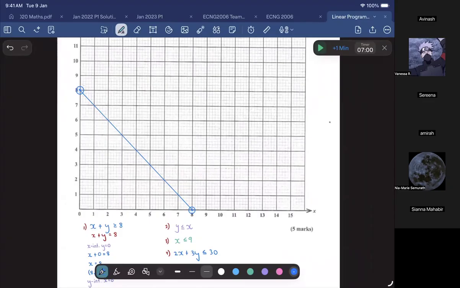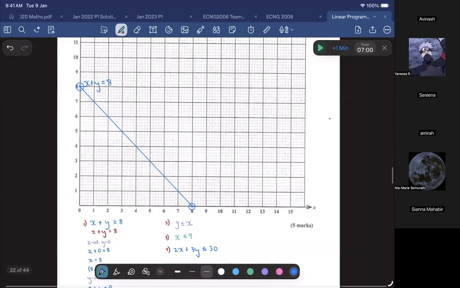0, 8. No, that's not an equation. That's a point, right? The equation would be x plus y is equal to 8. Isn't that the equation we used to come up with the points? Yes, sir. Right. So that's the equation: x plus y is equal to 8.